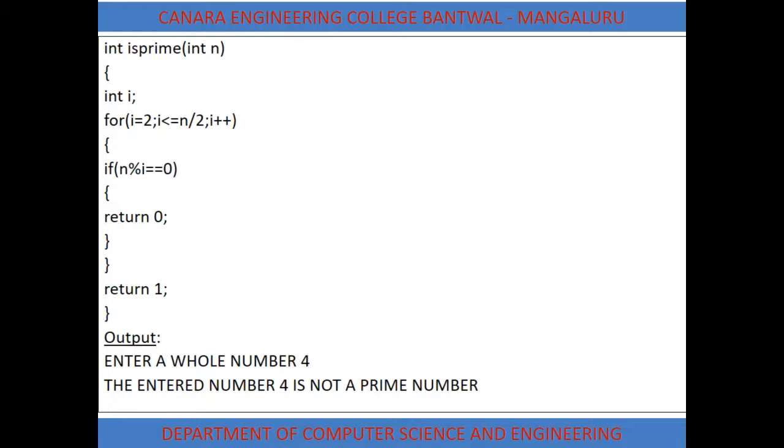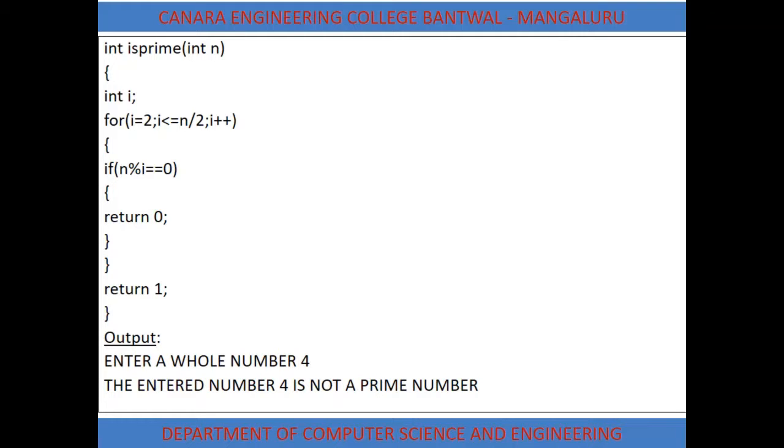Now here the example I have taken is 4. So first i equal to 2. So i equal to 2, i is less than or equal to n by 2. n by 2 becomes 4 by 2, that is 2. So 2 is less than or equal to 2, condition is true. So control will come inside the for loop. Now if n mod i is equal to 0, that means if the remainder is 0, it is completely divisible. n is 4. 4 mod 2 will give the remainder as 0. So that's why the condition is true.